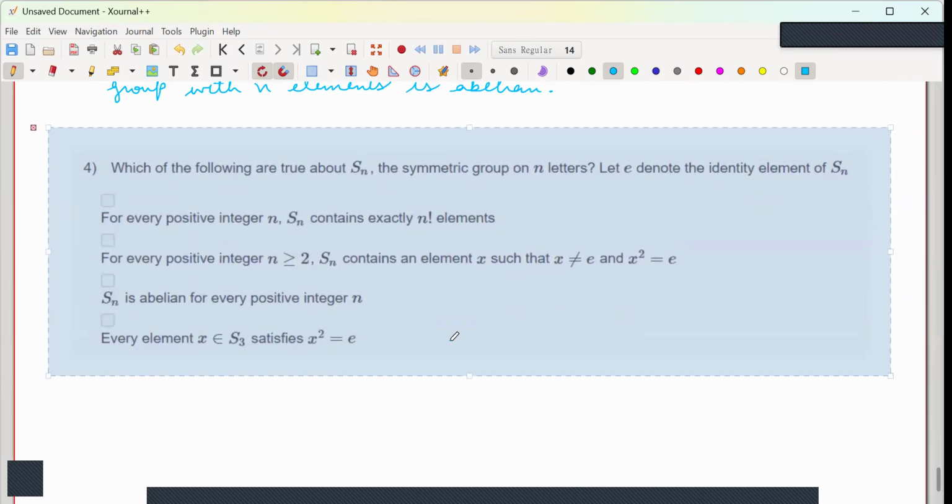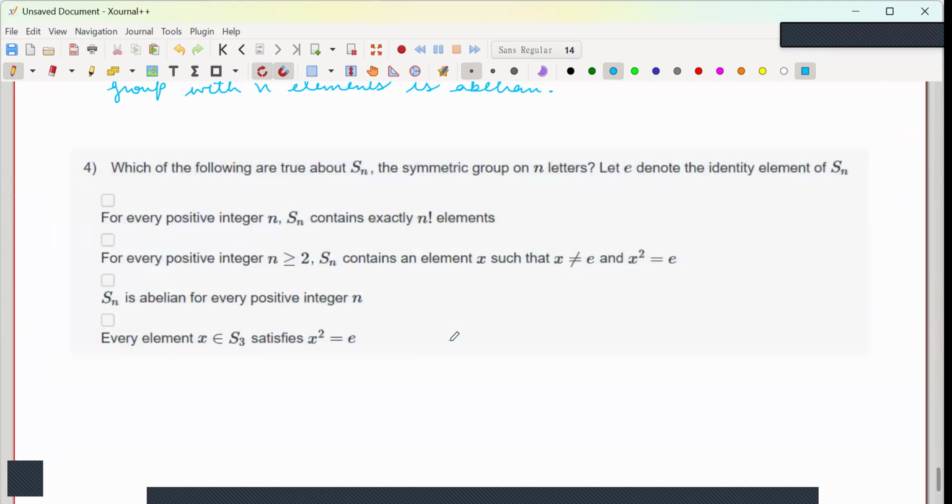Which of the following are true about Sn, the symmetric group on n letters? We know e denotes the identity of Sn. For every positive integer n, Sn contains exactly n factorial many elements. This is true.